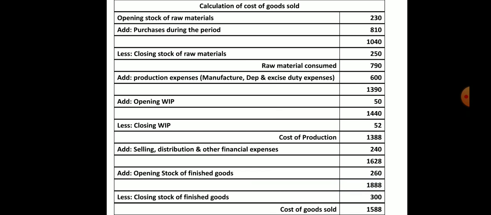Cost of goods sold means, for producing and selling that product, how much cost you have spent. So 1588 lakhs is the cost you have spent for producing that product. It's clear, students, how to calculate cost of goods sold. From this table we will take only raw material consumed, cost of production and cost of goods sold. These three are very important values that we will use in future calculations. It's clear, students, how to calculate cost of goods sold.